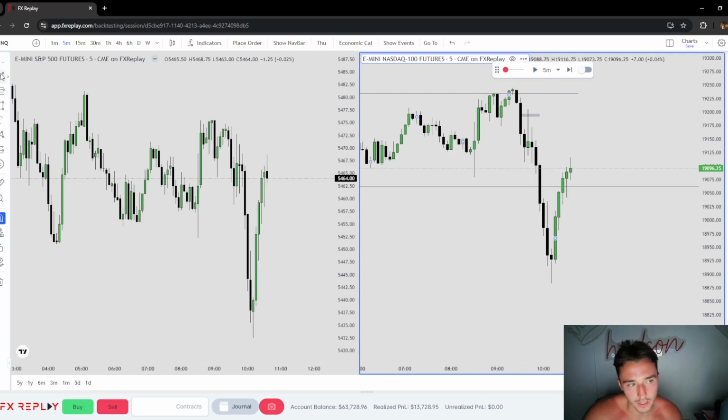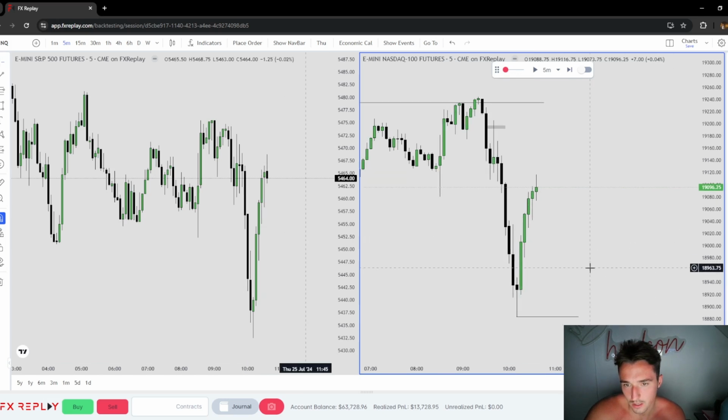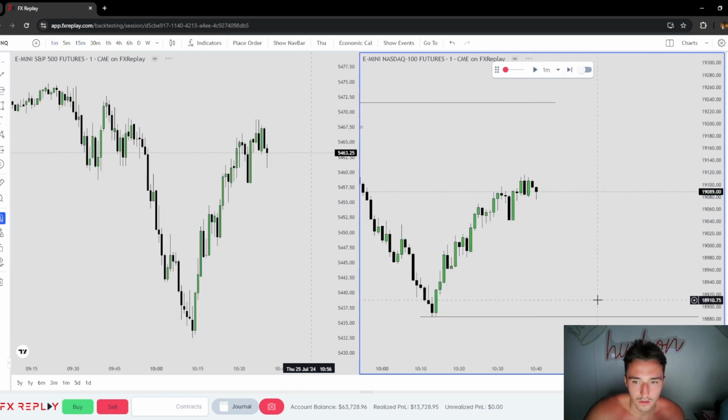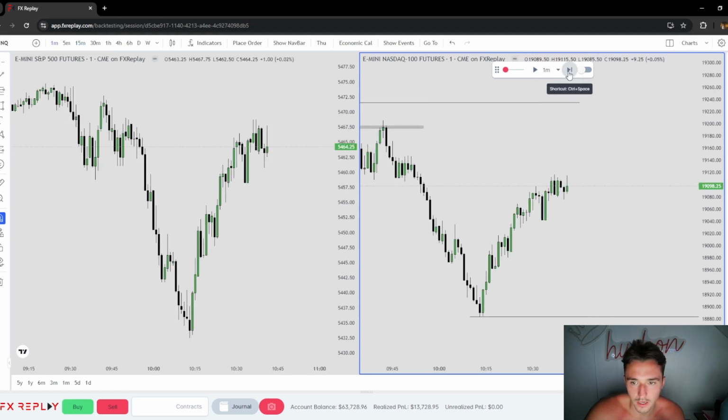Alright, Thursday should be continuation, so we could keep delivering lower, and using this as our intraday sell side. 15 minute for a value gap. 1 minute. No SMT yet.